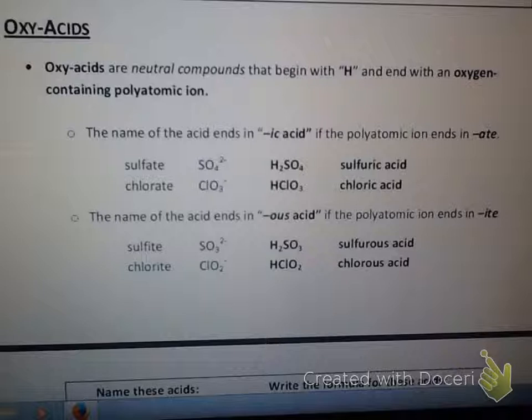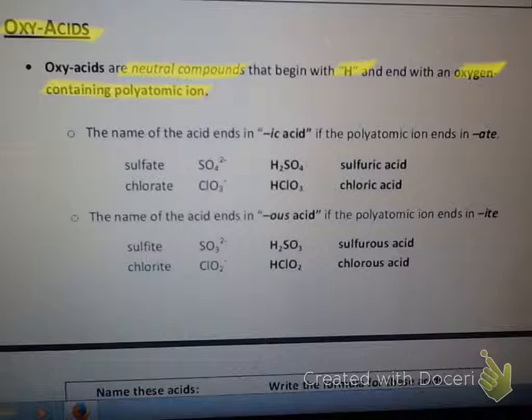Okay, so make sure you practice naming and writing the formulas for the compounds. The last thing we're going to look at is something called oxy acids, the naming of oxy acids. What are oxy acids? They're neutral compounds that begin with the element hydrogen, and they end with one of the oxygen-containing polyatomic anions, the oxyanions.